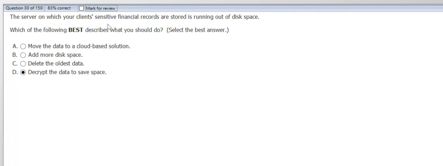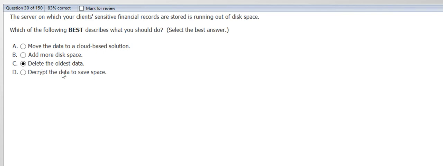The server on which your client's sensitive financial records are stored is running out of disk space. So basically, what is the best option we have here? Move the data to a cloud-based solution. Cloud-based would be a good option, however, these are very sensitive financial records. Let's see more options. Add more disk space, delete the oldest data.